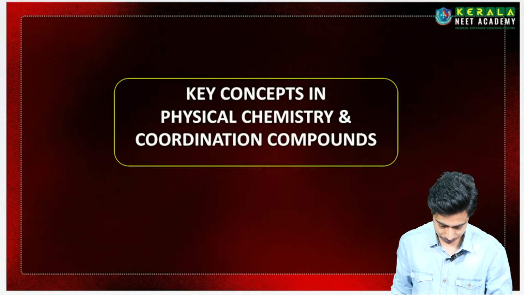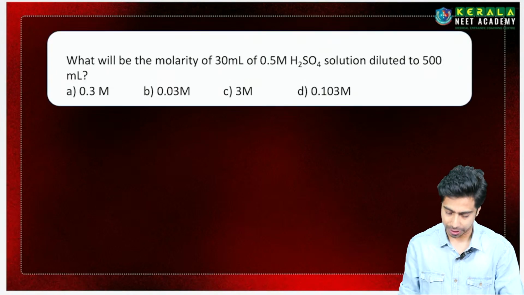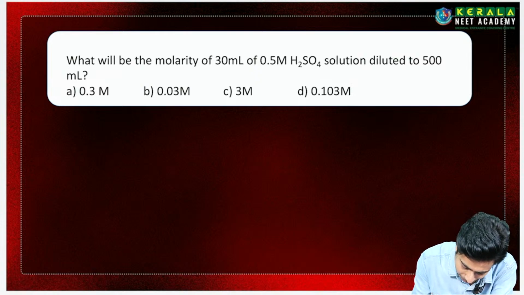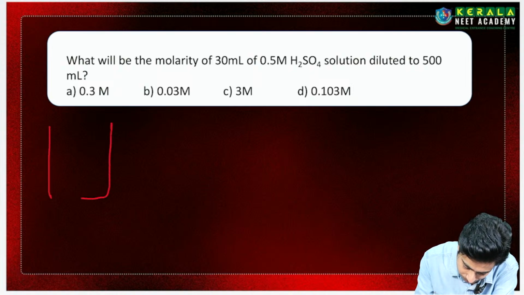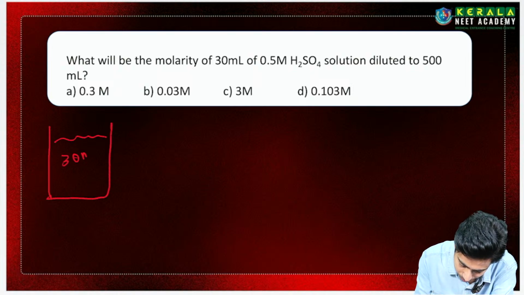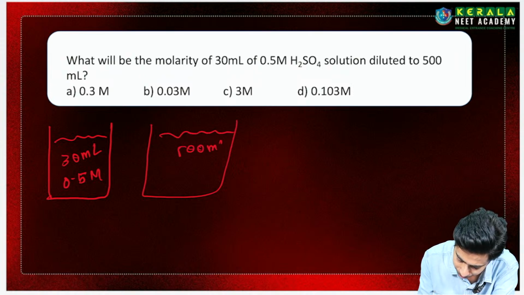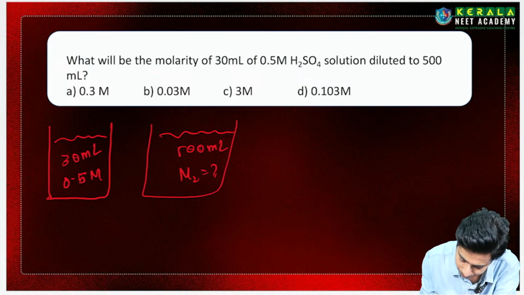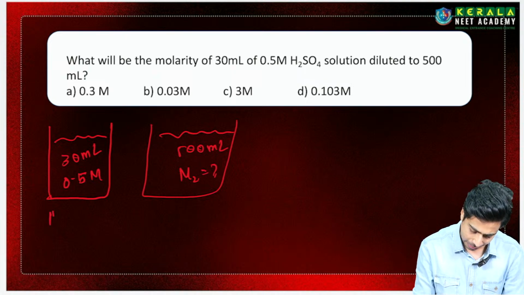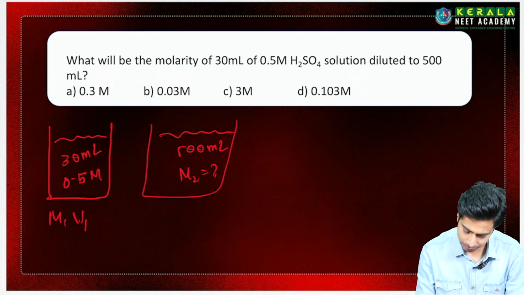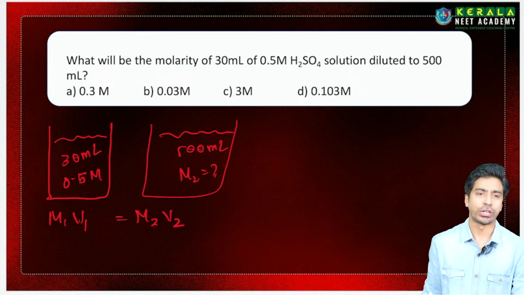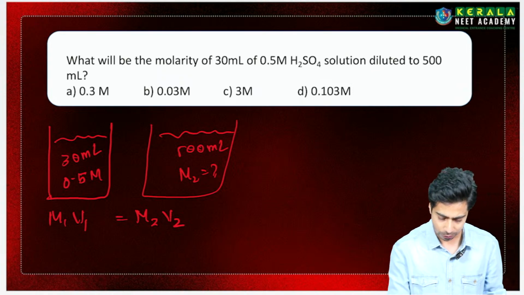Please wait, we'll go to that slide. So we have 30 ml of sulfuric acid with concentration 0.5 molar, and it is diluted to 500 ml. We have to calculate the molarity M2. That means molarity before into volume before is equal to molarity after into volume after. For dilution, it is the simple equation M1 V1 is equal to M2 V2.